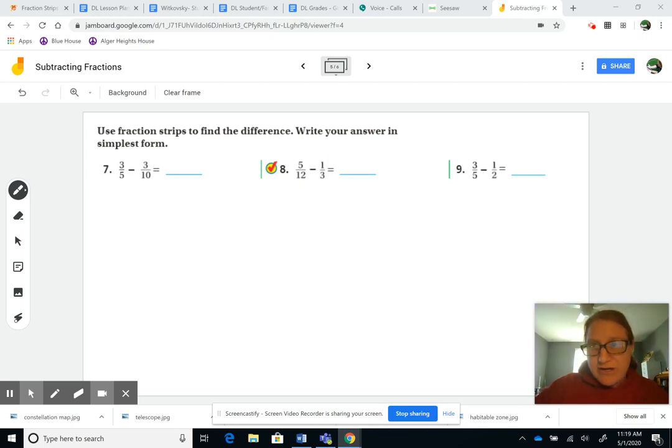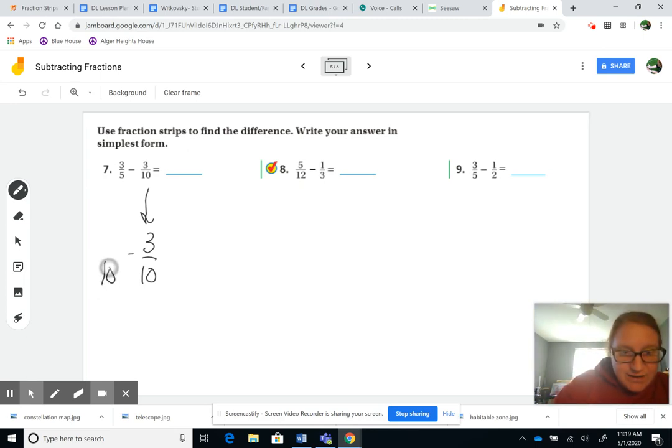Denominators are not the same, so I need to figure out what is the common multiple between 5 and 10. And that one should be pretty easy. If you count by 5s, you get to 10 on the second one, 5, 10. So I'm going to slide 3/10 down because it's already in tenths. And now I'm going to change 3/5 to tenths, and I'm going to do that by multiplying. So how do I go from 5 to 10? Multiply by 2. So do the same thing to the numerator. 3 times 2 is 6.